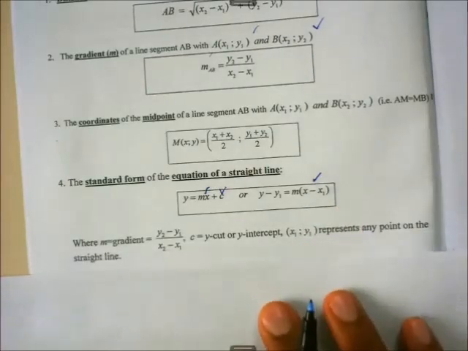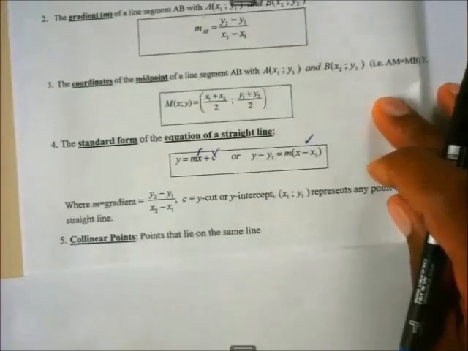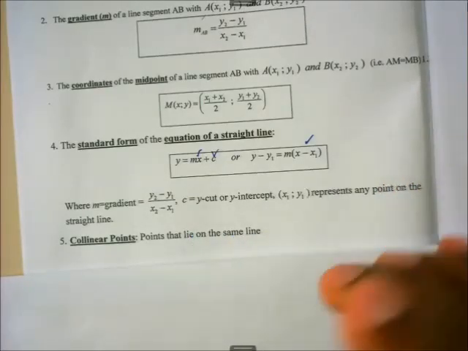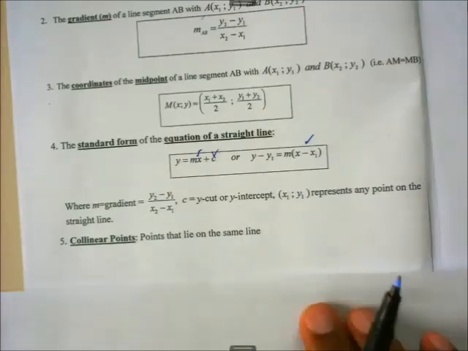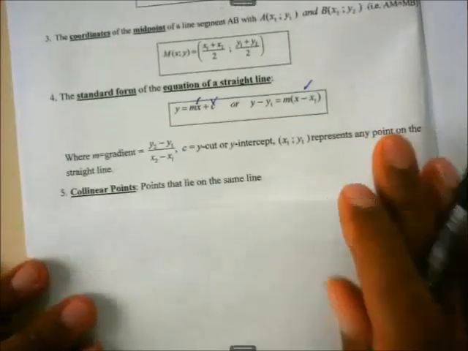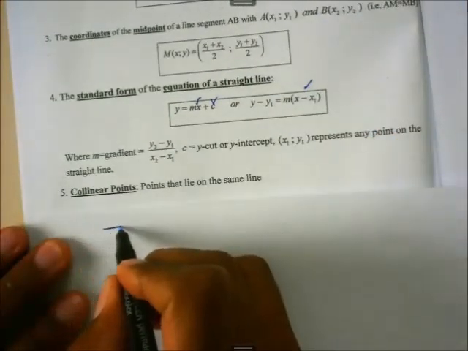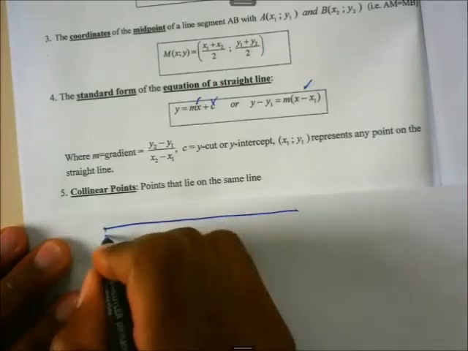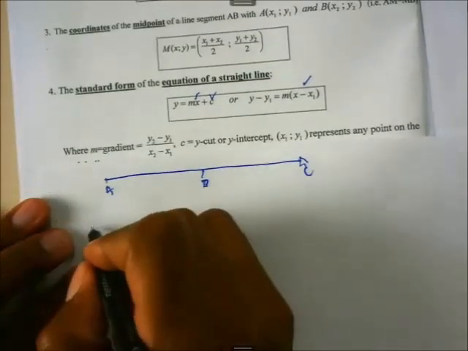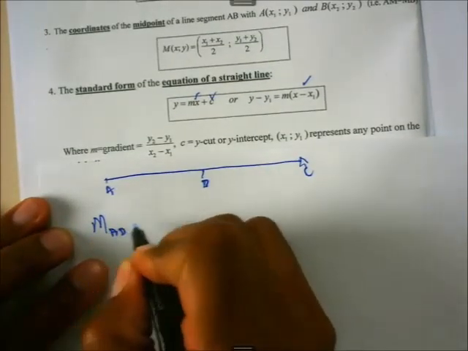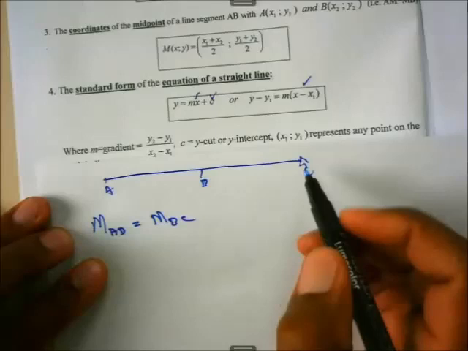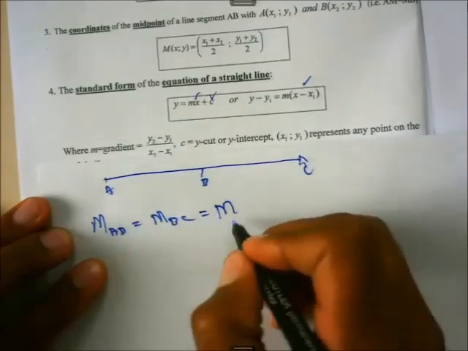Right. Now, we are saying now, we also have what? The collinear points. Remember now, these are the points that lie on the same line, right? What do you know about the collinear points? Of course, they have the same gradient. Remember now, I'm referring to this line here. If this is A, this is B, and this is C, then we agree that the gradient of AB is equal to the gradient of BC, which is equal to the gradient of AC.